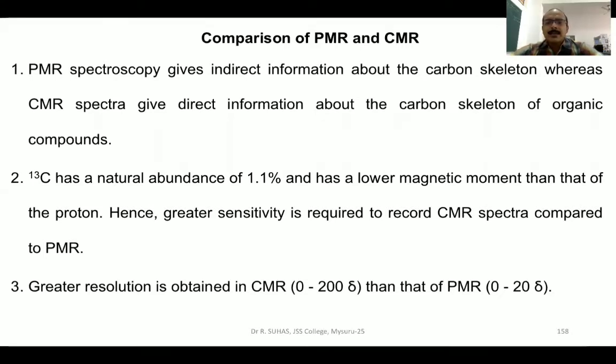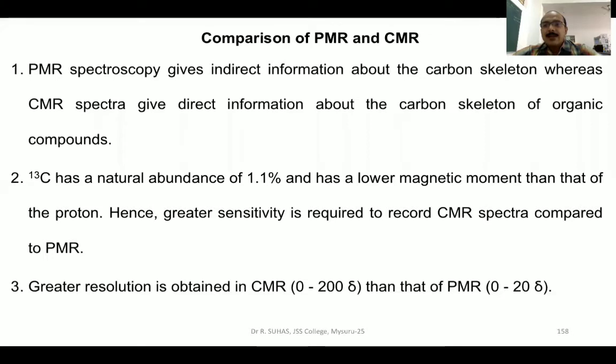That means greater sensitivity is required to record C13 NMR compared to proton NMR. With respect to the resolution, you must have remembered while studying proton NMR that the spectral scale for proton NMR is from 0 to 20 delta. That means it is not much wider.